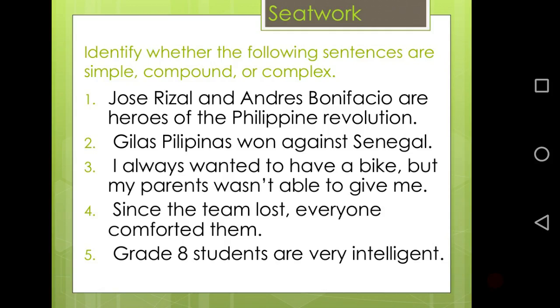And 4, since the team lost, everyone comforted them. You see the word since here, it talks about the time, so it introduces the adverb clause. The adverb clause is one type of the dependent clause. So since the team lost is one dependent clause, and everyone comforted them is one independent clause. So there is one dependent clause and one independent clause. It is called a complex sentence.